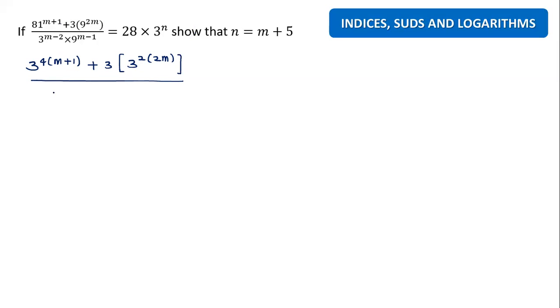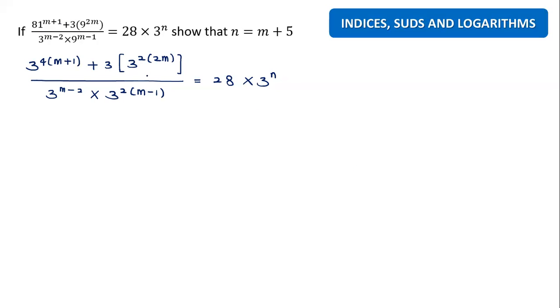The bottom one is actually 3 to the power m minus 2 times, and there's a 9 there. So 9 I want to change to 3 squared. It's going to be 3 squared with the m minus 1, equals to 28 times 3 to the power n. Got it? Done. So far, okay, right?